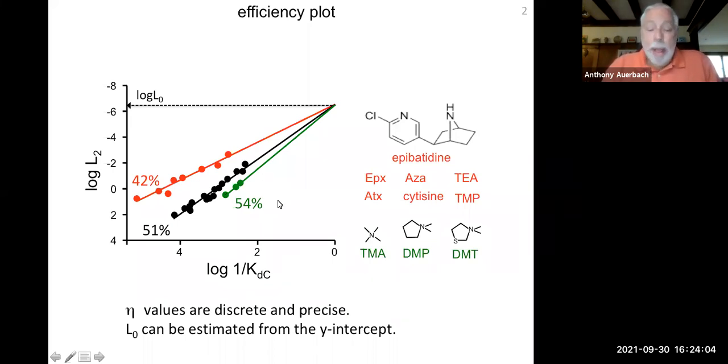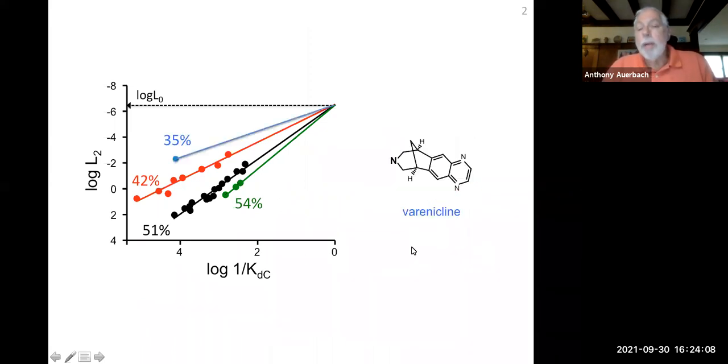So I gave you 19. There's a 20th. Here's the 20th. It's varenicline, also known as Chantix. It's a smoking cessation drug that's on the market. We tried to find more varenicline analogs online, but we couldn't. We didn't see any for sale, or we didn't know anybody who had any. So we only have one that looks like this.